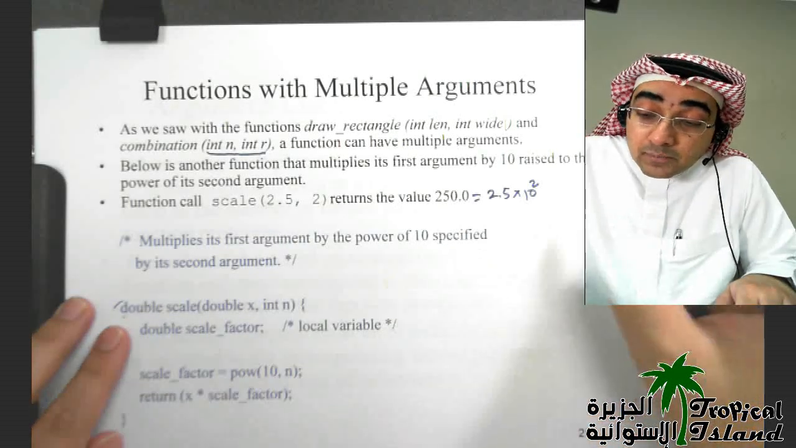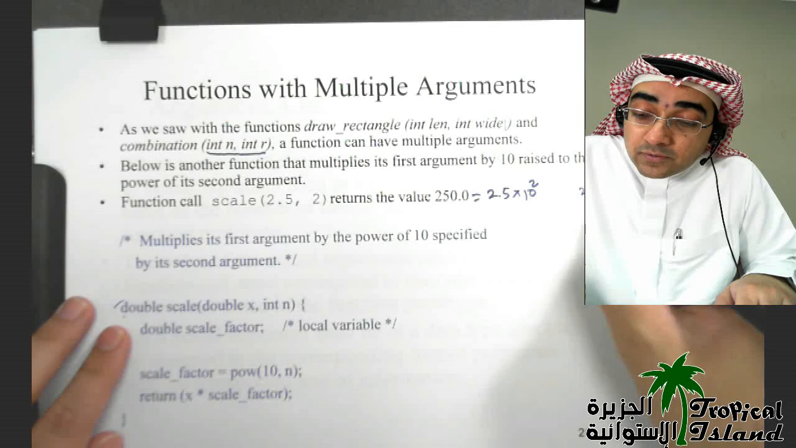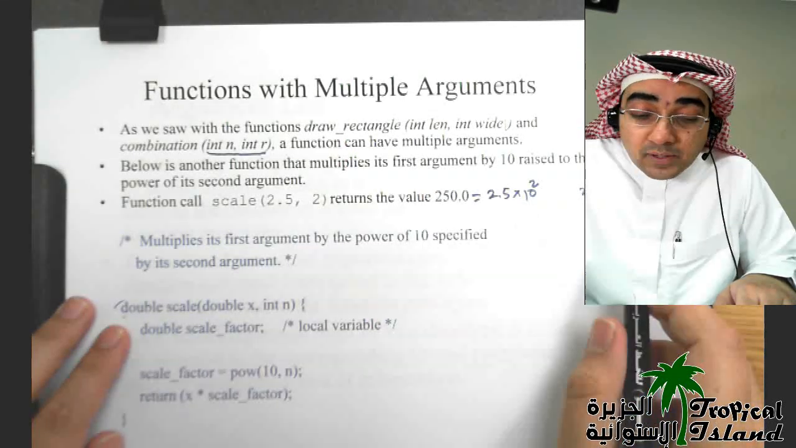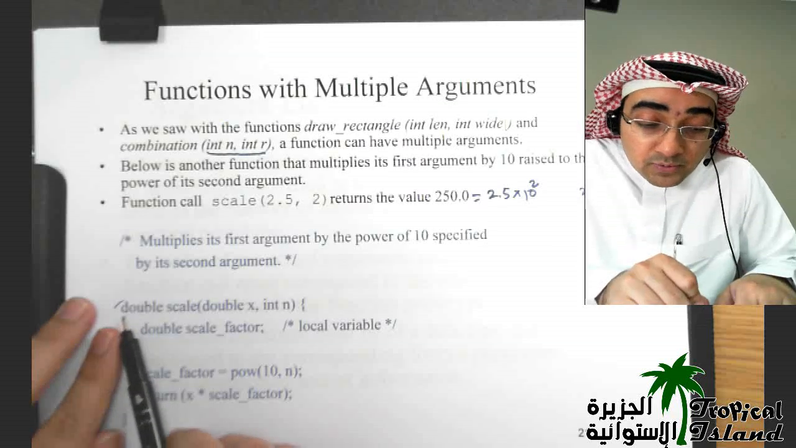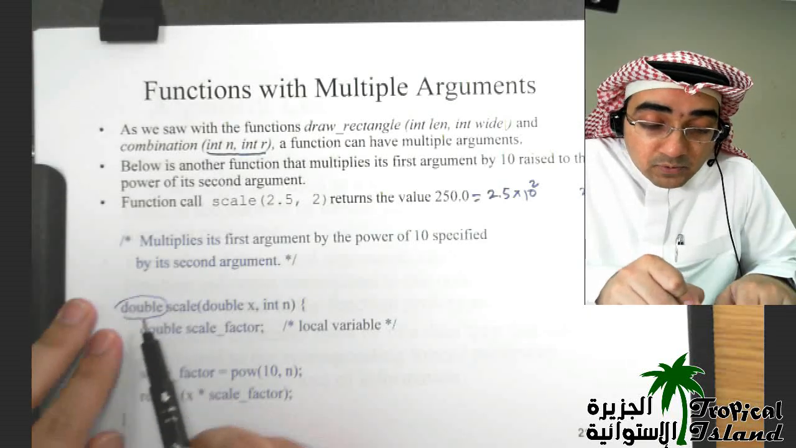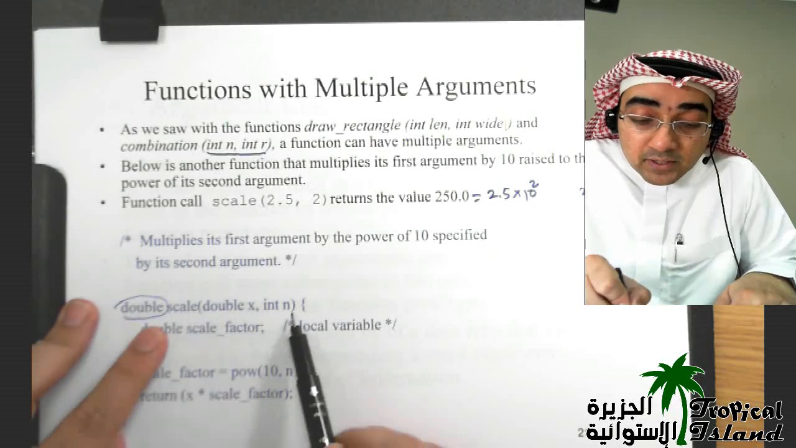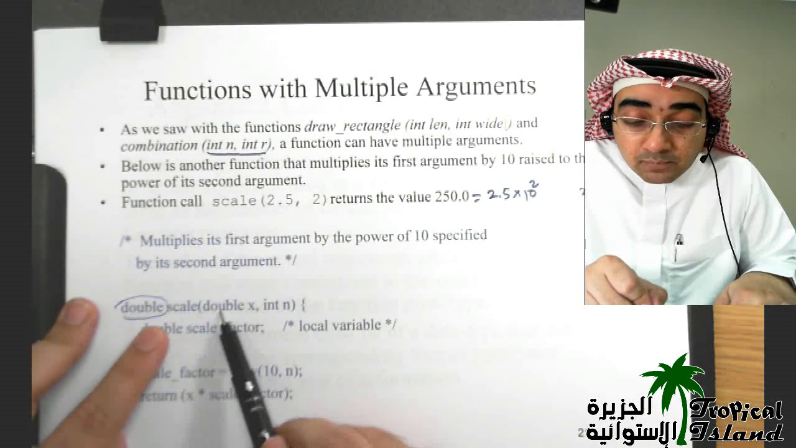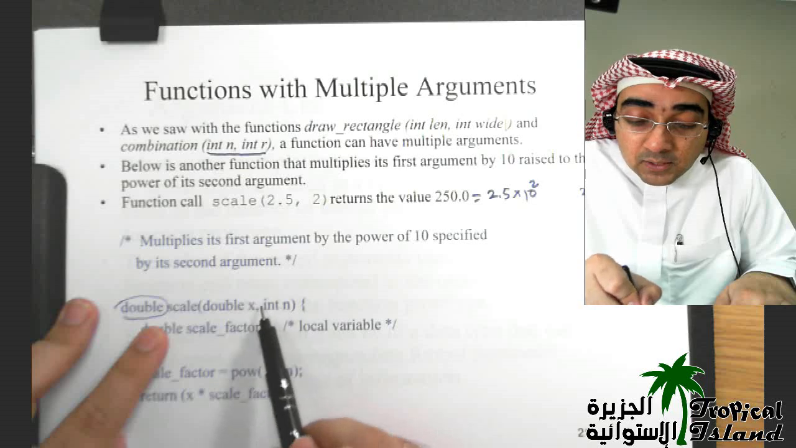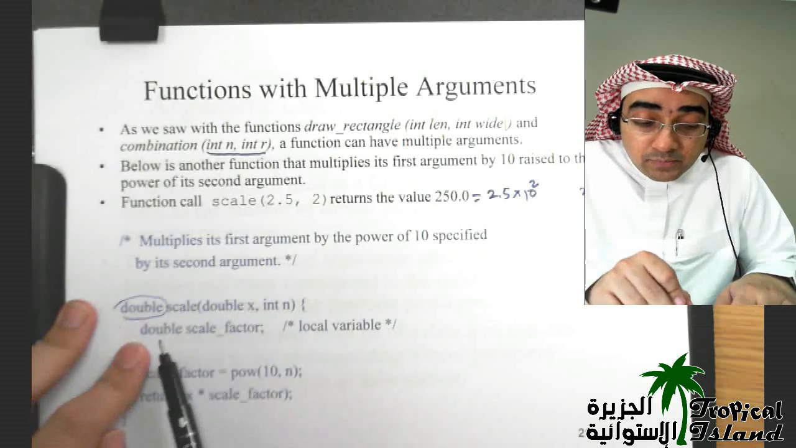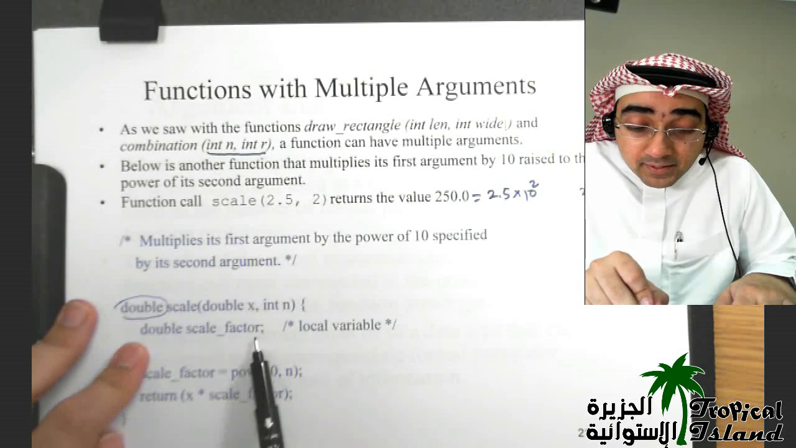You don't know, you might be getting a number like 2.3333, and if you have 2, you will actually have to return a double number. So that's why we're declaring this as a double. So it returns a double. The name is scale. It takes two inputs, multiple inputs: a double as input 1, x, and the second one is an integer stored in n. So you take these two inputs and you say double scale factor.